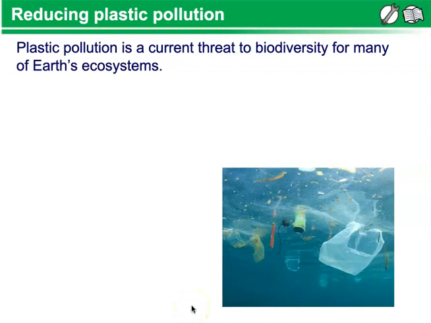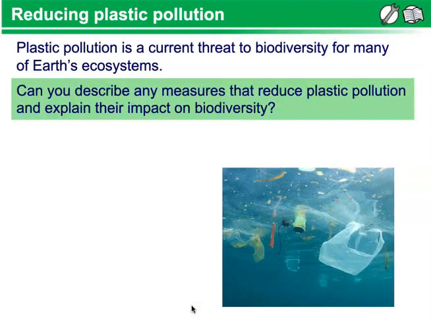One of the current discussions that we have is about the idea of reducing plastic pollution. Seems like every time you sit down and you get looking at the news, there's some type of conversation pertaining to plastic pollution. It is a current threat to biodiversity for many of Earth's ecosystems. So what measures do we think that we can take in order to minimize the impact of plastics? And then why do we think plastics have an impact on biodiversity?